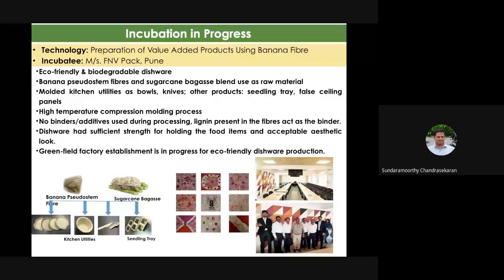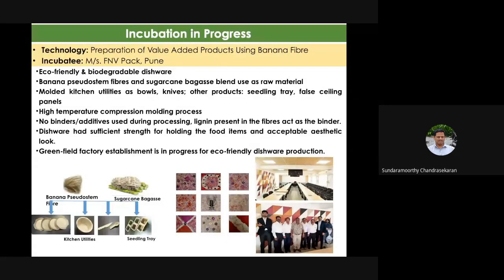He has started an FNV pack. His background is that he is an engineer who worked in Germany, in the automotive industries, where he was very much enthused by the use of composite materials, because composites are being used in different automotive parts. So he thought that these basic raw materials, coconut fibers, coir fibers, and banana fibers, are some of the major ingredients in development of the composites. So he thought of developing his own material. So he came back and started this venture.